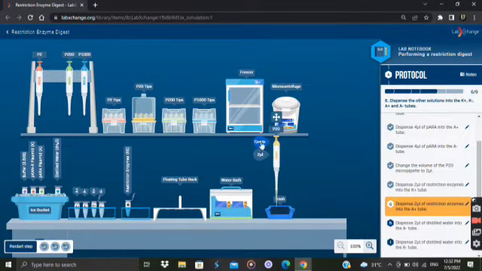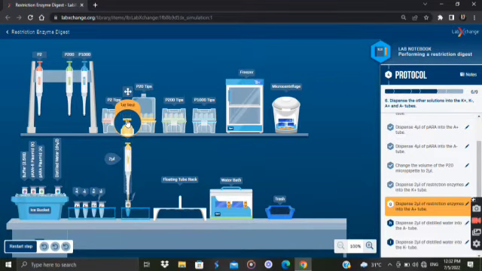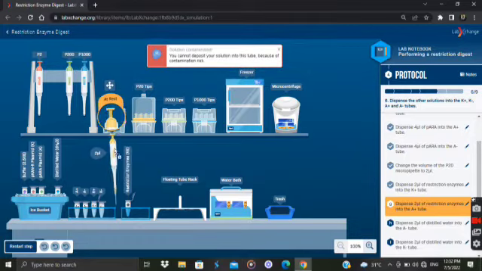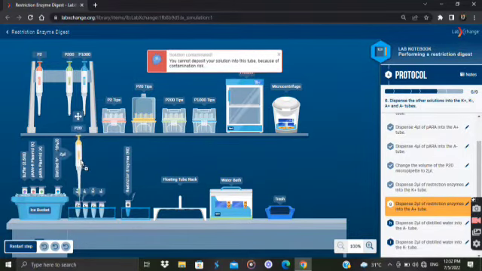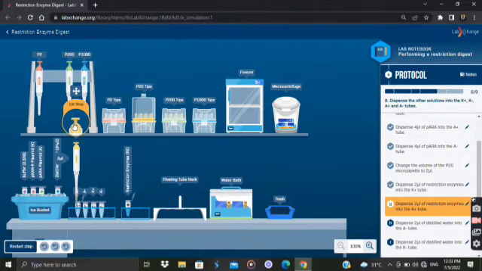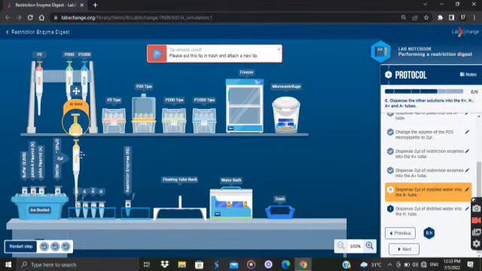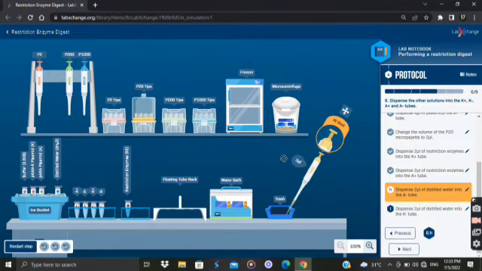Then we are going to eject the tip and attach a new tip, and then dispense the same restriction buffer enzyme into the A positive tube. We are going to close this K positive tube and open the A positive tube and dispense the buffer enzyme into it. Then we are going to close both these tubes and eject the tip.